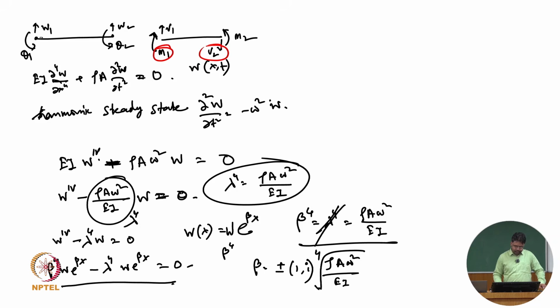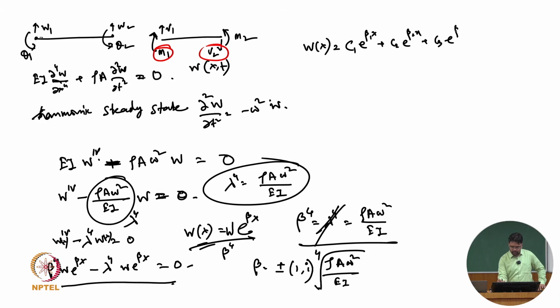Now we got the beta. So what is my equation now? I can say that W of x, what I am solving here actually, is nothing but C1 into e to the power of beta 1x plus C2 e to the power of beta 2x plus C3 e to the power of beta 3x plus C4 e to the power of beta 4x. Agreed? And beta 1, beta 2, beta 3, beta 4, we can get like this.